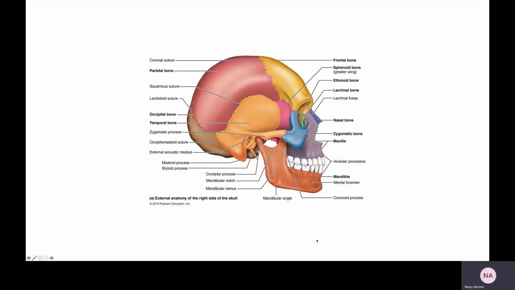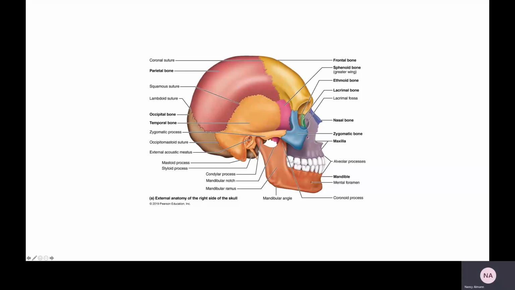So this is going to be a lateral view. Here's the occipital bone. Here is our parietal bone, frontal bone, temporal bone. This is going to be the zygomatic process right in through here. Sorry, the zygomatic arch. Let me correct that. Zygomatic arch, which gives you your cheekbones.